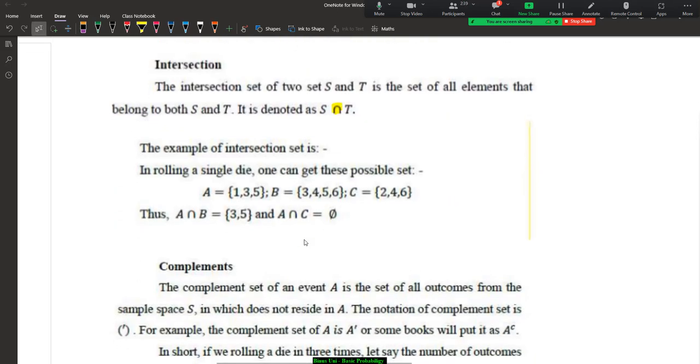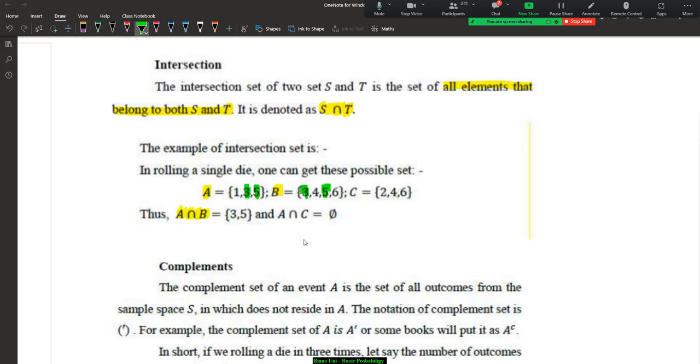So for intersection, the symbol is the reverse U-turn, right? The intersection of two sets S and T is the set of all elements that belong to both S and T. So let's say we want to find the intersection. A, we have 1, 3, 5. B, we have 3, 4, 5, 6. So A intersect B: we find the same elements only, the elements that belong to both A and B, which are 3 and 5. So A intersect B is 3 and 5 only, right?